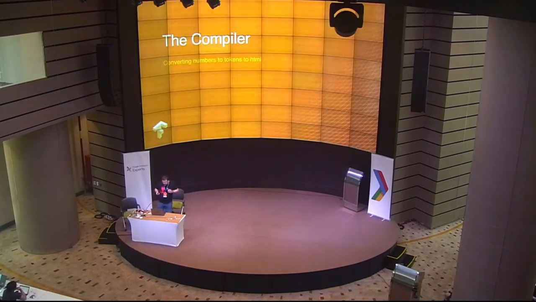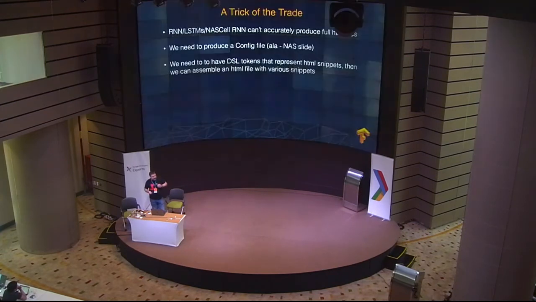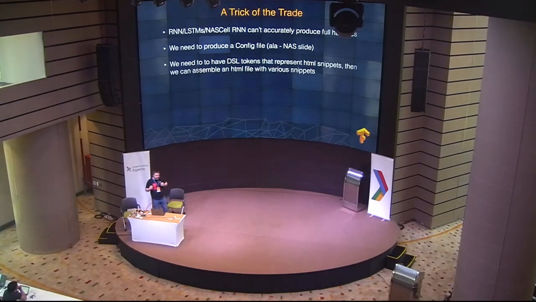One of the real key things for this is the whole concept of the compiler. This is a real trick of the trade for a lot of these kinds of problems: you want some sort of compiler that can take these tokens and turn them into something else. Even the best LSTM that we could use, probably the NAS-cell RNN, which was created by neural architecture search, wouldn't be able to produce raw HTML in a way that would be good enough for what we need.